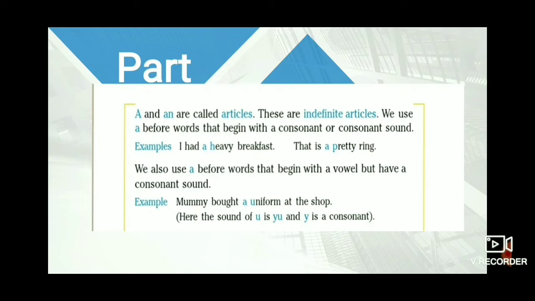We also use a before words that begin with a vowel but have a consonant sound. Example, Mummy bought a uniform at the shop. Uniform starts with the y sound. It does not start with an u sound. We can't say an uniform, we say a uniform. So here the sound of u is a consonant. That's why we are using here article a.